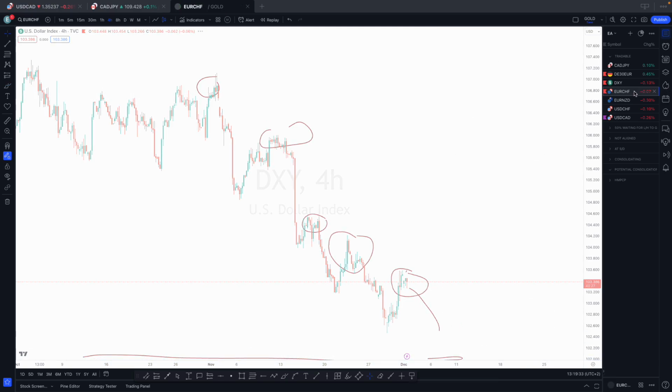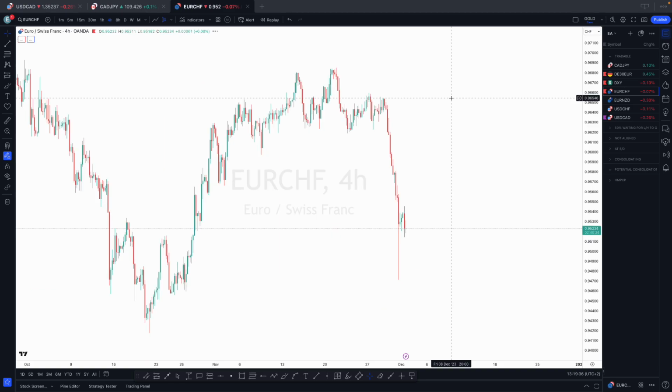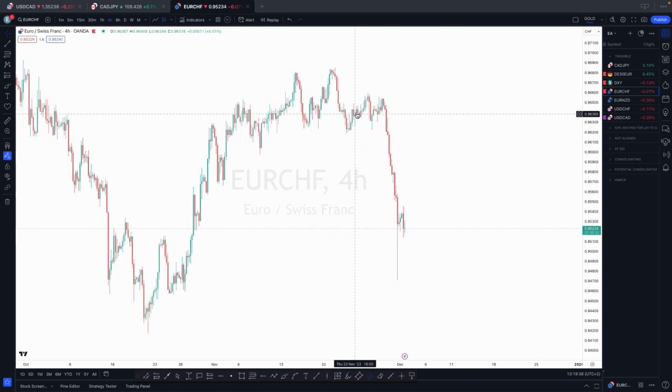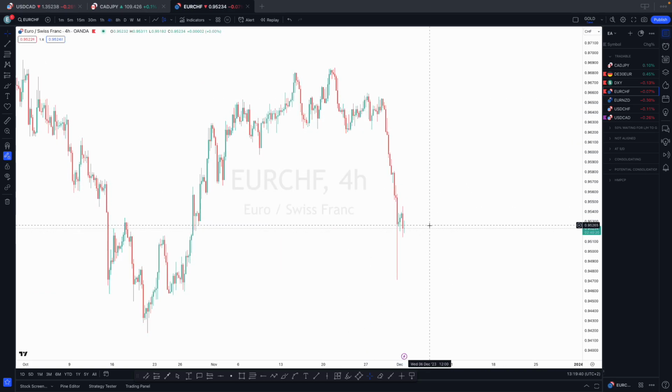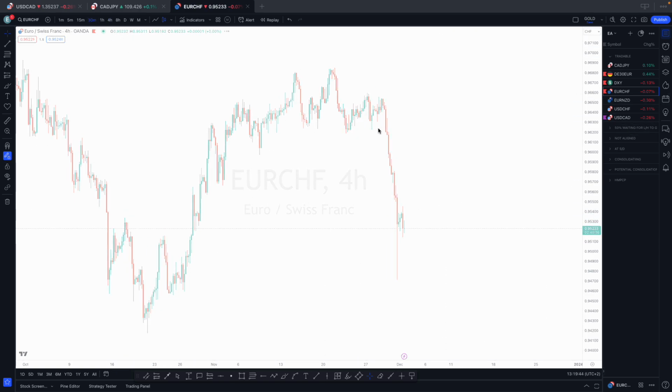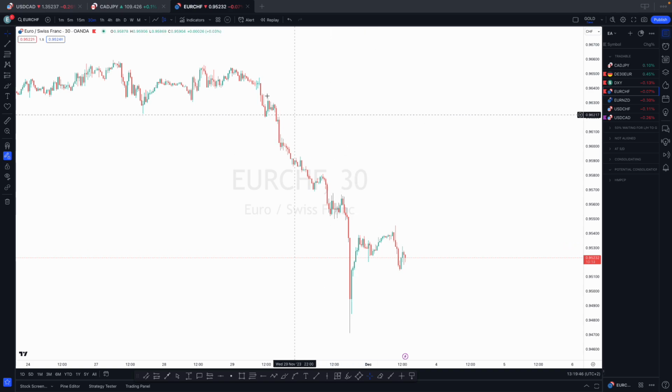Let me show you another one, Euro CHF. What do you see about Euro CHF? We are trending to the downside. But you find maybe I loaded this because I figured that it is trending on the 30 minutes time frame. And if I've loaded it there, then it would have taken trades for me.